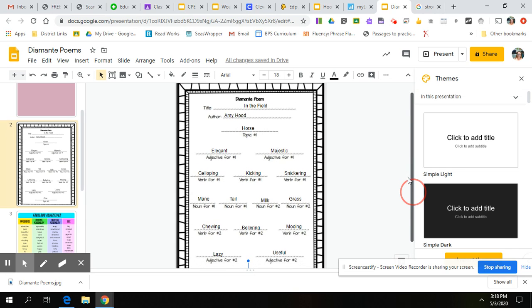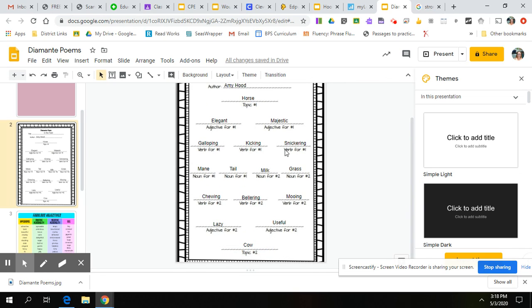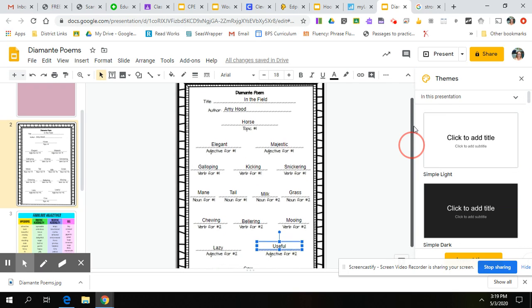Let me ask you another question. Elegant, majestic, galloping, kicking, snickering, mane, and tail. What are all of those describing? That's right, the horse. And then we have milk, grass, chewing, bellowing, mooing, lazy, useful. What are all of those describing? That's right, the cow.